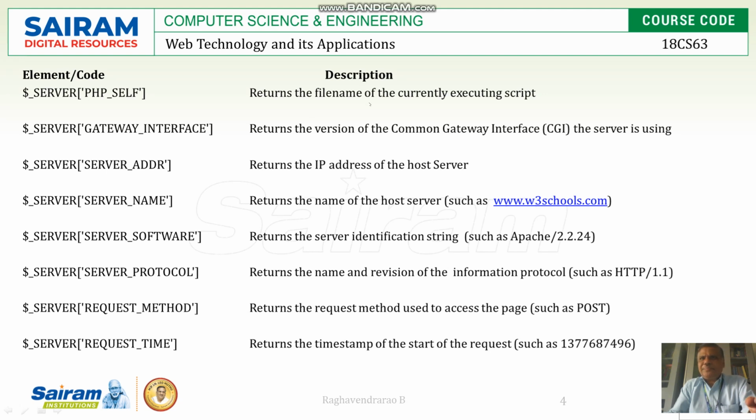PHP_SELF returns the file name of the currently executing script. Then the server gateway interface returns the version of the Common Gateway Interface being used. Then server address displays the IP address. Server name, for example here W3Schools, is the host name that is displayed. Then server software, which software is being used; for example, here the Apache server and its version.